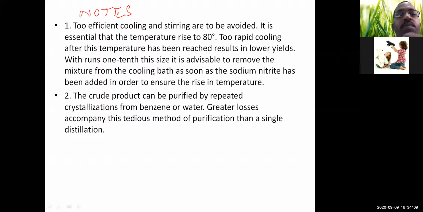Okay. So coming to some of the important things that we have to consider when doing these experiments. Note one is that too efficient cooling and stirring are to be avoided. It is essential that the temperature rise to 80 degrees after the completion of the addition. Too rapid cooling after this temperature has been reached results in lower yields. So too rapid cooling is also not necessary, which will lead to lowering of the contents of the beaker.